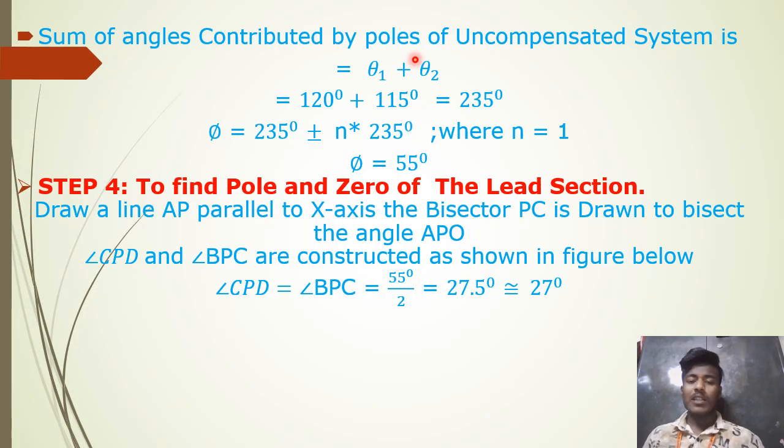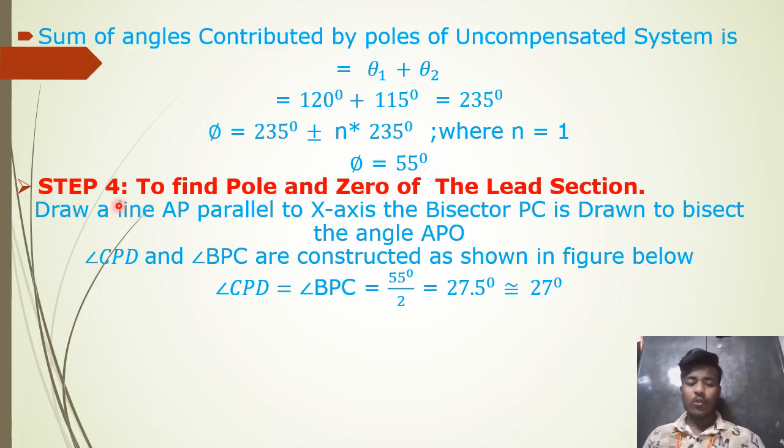Sum of angles contributed by poles of uncompensated system is theta 1 plus theta 2. We get theta 1 as 120 degrees and theta 2 as 115 degrees. It means 120 plus 115 equal to 235 degrees. Phi equal to 235 plus or minus n into 180 degrees, where n equal to 1. Phi equal to 55 degrees.